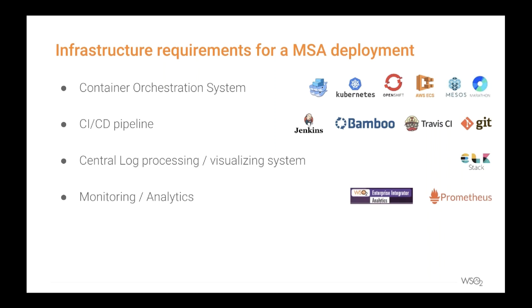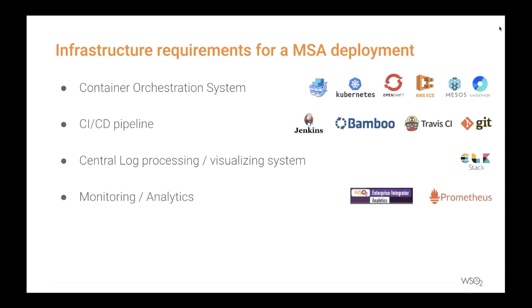If you are going totally with a microservices architecture style, in that case your infrastructure should contain all these abilities. You definitely need a container orchestration system, like Docker Swarm or Kubernetes, OpenShift, even AWS ECS as well. Mesos and others, you can use any kind of container orchestration system. And also, if you are going with the MSS style, you definitely must have a CI/CD pipeline.